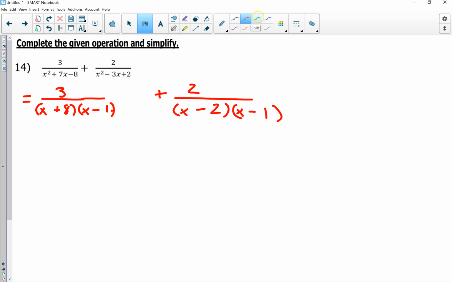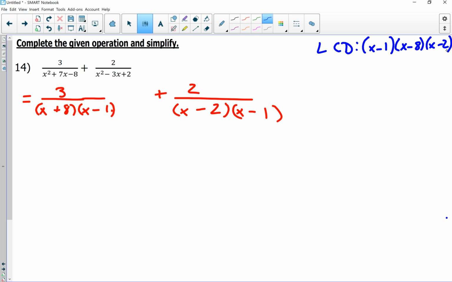Now I can look at my LCD. So the LCD is going to be any factors they have in common, like they actually do have this x minus 1 in common. That would be technically part of my least common denominator. And anything else they don't have in common too. So x minus 8 would be also part of my LCD. So would x minus 2. So that would be the ideal denominator, or at least common denominator that we want.